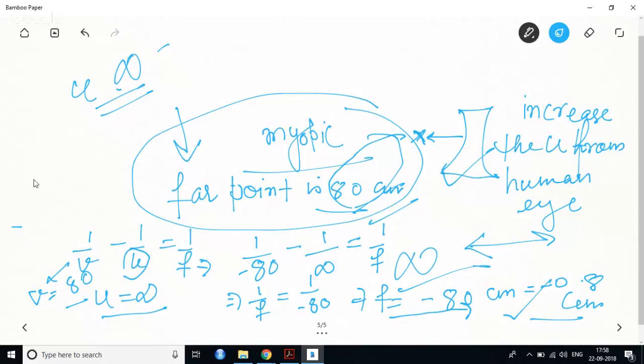Now it has been asked, what is the power? You already know power is equal to 1 by F, so 1 divided by minus 0.8. If you see power to be negative, and somebody asks what kind of lens the person is using, your answer should be concave lens. So 1 divided by minus 0.8 is equal to minus 1.25 diopter. And look here, I'm repeating once again, I'm not keeping 80 centimeters here, I'm keeping 0.8 meters here. As simple as that.